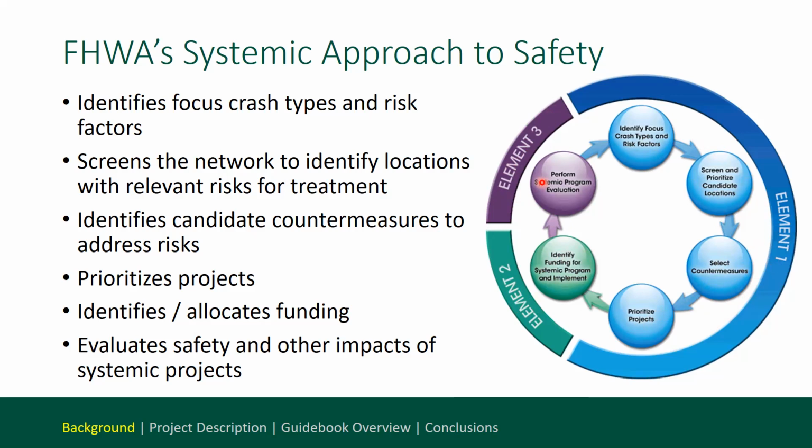So element 1 is planning, and what the Highway Safety Improvement Program by Caltrans is doing now is emphasizing that communities do this element 1 all the time, not just for grant writing purposes, but as continuous monitoring, so that whenever a funding source becomes available, they are ready to implement element 2.